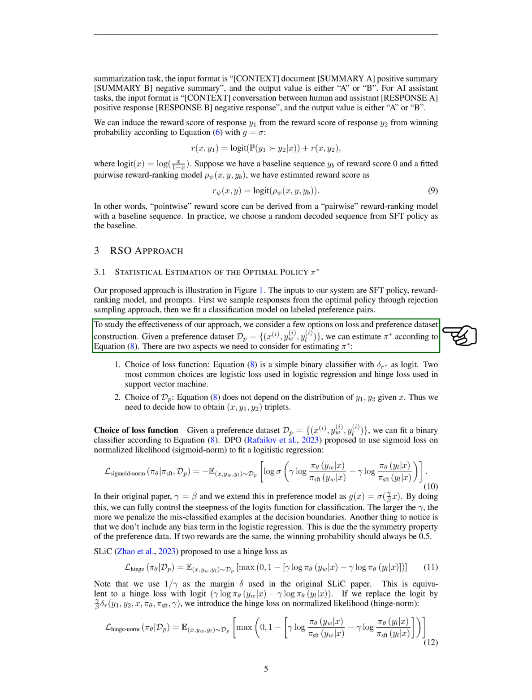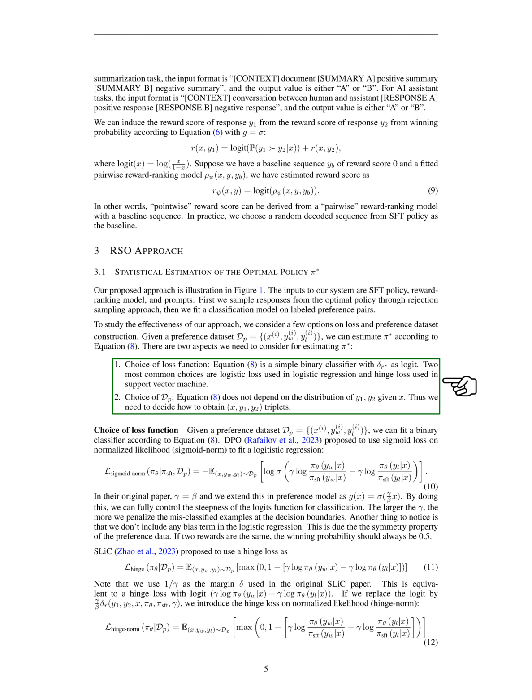There are two things we need to consider: the choice of loss function and how to obtain the triplets for the preference dataset. For the loss function, we can use a simple binary classifier. The two most common choices are logistic loss, used in logistic regression, and hinge loss, used in support vector machines. For the preference dataset, we need to decide how to obtain the triplets.